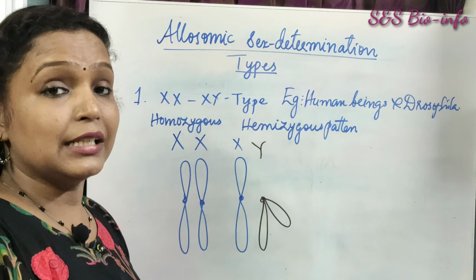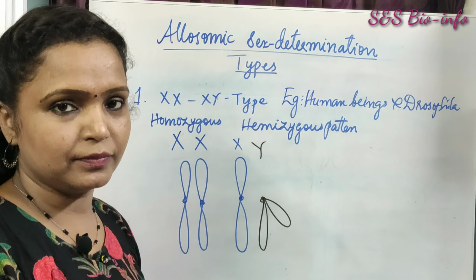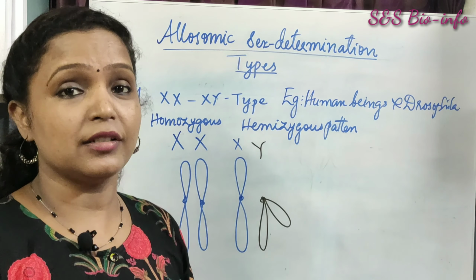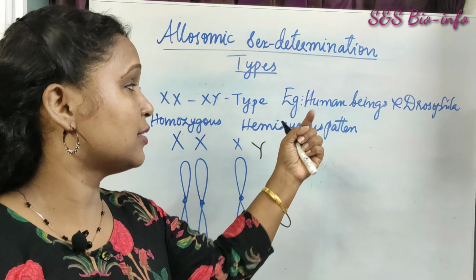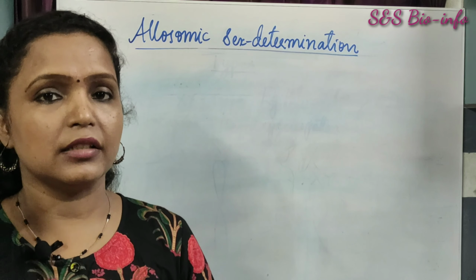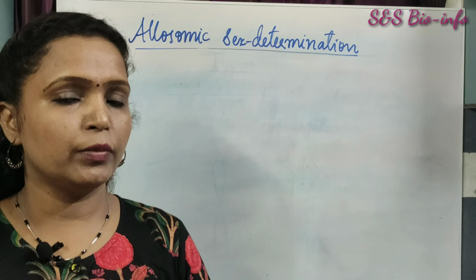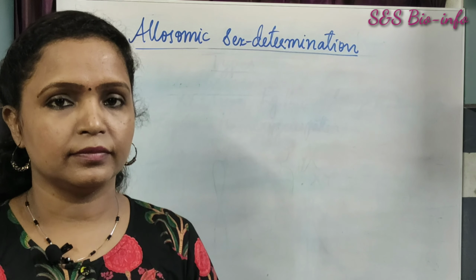Here, the sex of the baby is determined by the sex chromosome. Now, let's understand how is it determined in human beings and Drosophila. Now let's take the example human beings. In human beings, the sex is determined at the time of fertilization. I have told you before that human beings have sex chromosomes in them.